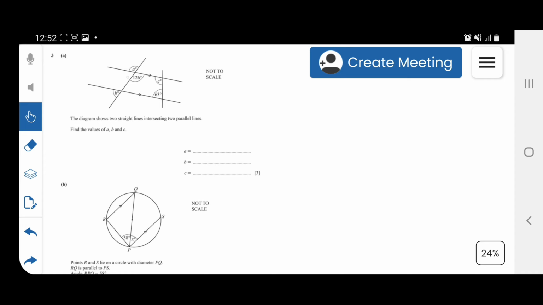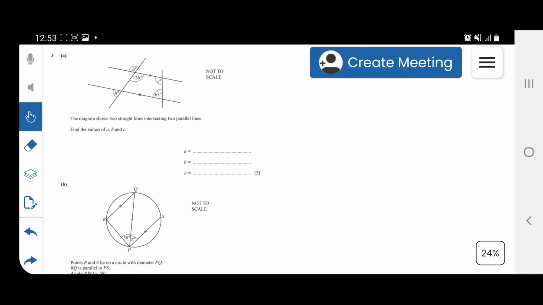In this question you can see we have two angles given: this angle is 126 and this one is 63 degrees, and we have to find angles A, B and C. Here we have to use alternate angles, opposite angles, or supplementary angles. We can use these kinds of theorems. So now, how are we going to start? We are going to start with A.